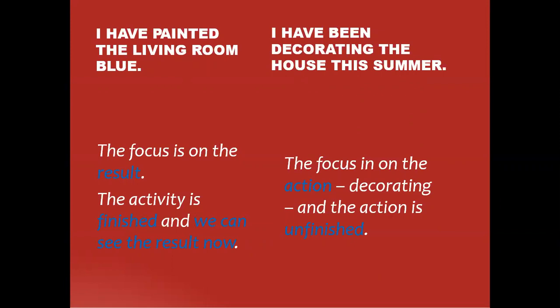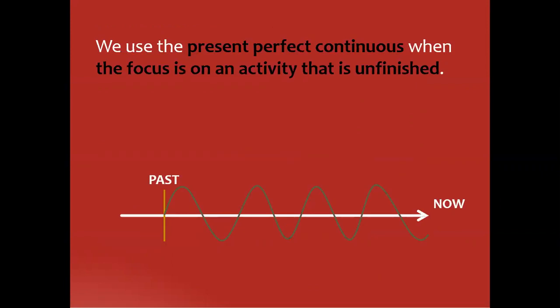Another example, I have been decorating the house this summer. The focus is on the action and the action is unfinished. So we can say the present perfect continuous is used for the unfinished action. We use the present perfect continuous when the focus is on an activity that is unfinished.